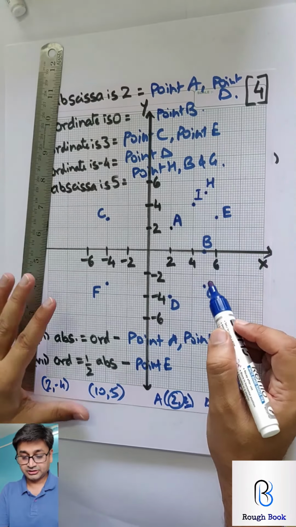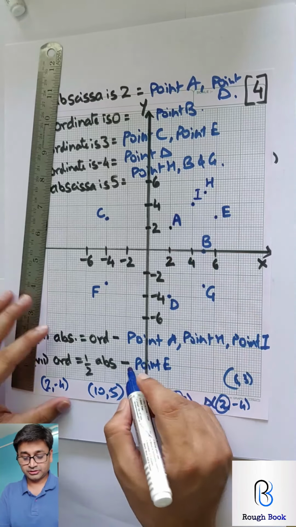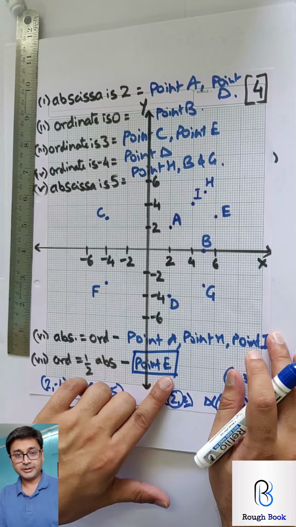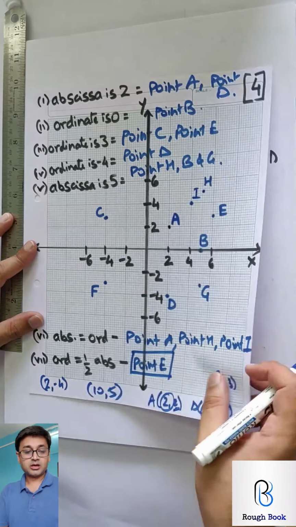H is 5 5, not possible, and I is 4 4, not possible. So the only possibility is point D. Did you get it? Point D. Great job. Go to the next one.